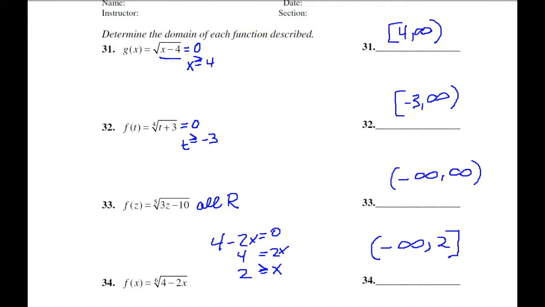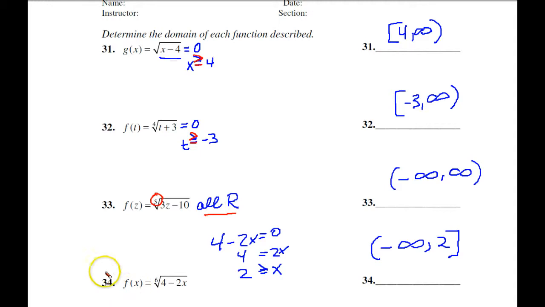So as we go through these, we're going to equate this to 0. So x has to be greater than or equal to 4. That's our domain. Equal this to 0. t is greater than or equal to -3. Now it's starting at -3 because if t were -3, this would be 0. That's fine. Here, because it's an odd index number, it's all real numbers.